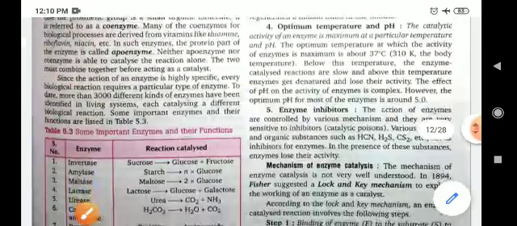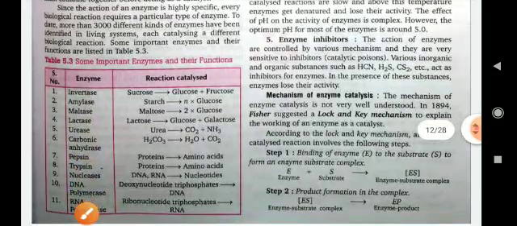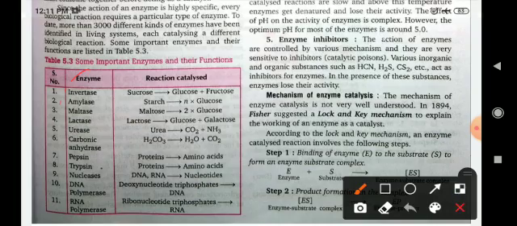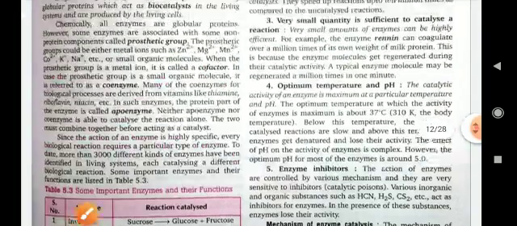So there are many enzymes which act as catalysts and catalyze reactions. The invertase enzyme converts sucrose into glucose and fructose, amylase converts starch into glucose, maltase converts maltose into glucose, and lactase converts lactose into glucose and galactose. So these are the enzymes which are used in the biological system.